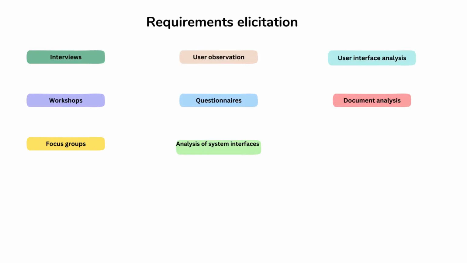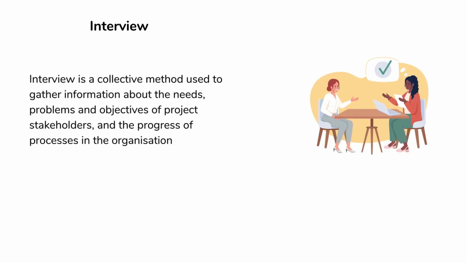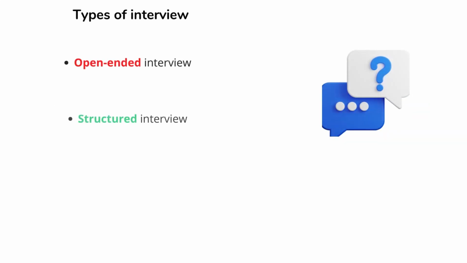Requirement elicitation practices include interviews, workshops, focus groups, user observation, questionnaires, analysis of the system interface, user interface analysis, and document analysis. Interview is a collective method used to gather information about the needs, problems, and objectives of the project stakeholders and the progress of the process in the organization. Interviews may be open-ended or structured.